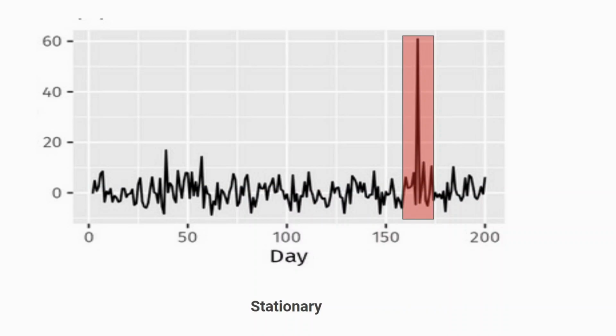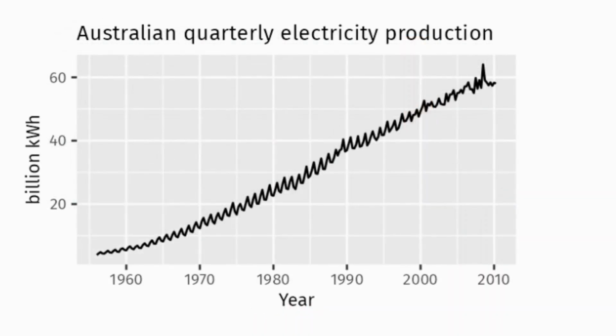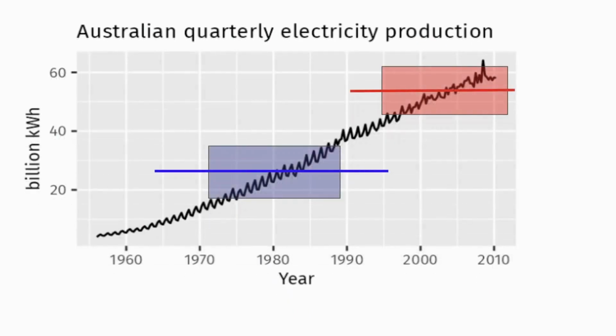As you can see that there exists a very high value in the data, highlighted in red, but such outliers have little effect on the stationarity of data. Next is the data for Australian quarterly electricity production. If we analyze two subsections of the data, highlighted in red and blue, we observe that they have different means. So this data is clearly non-stationary.